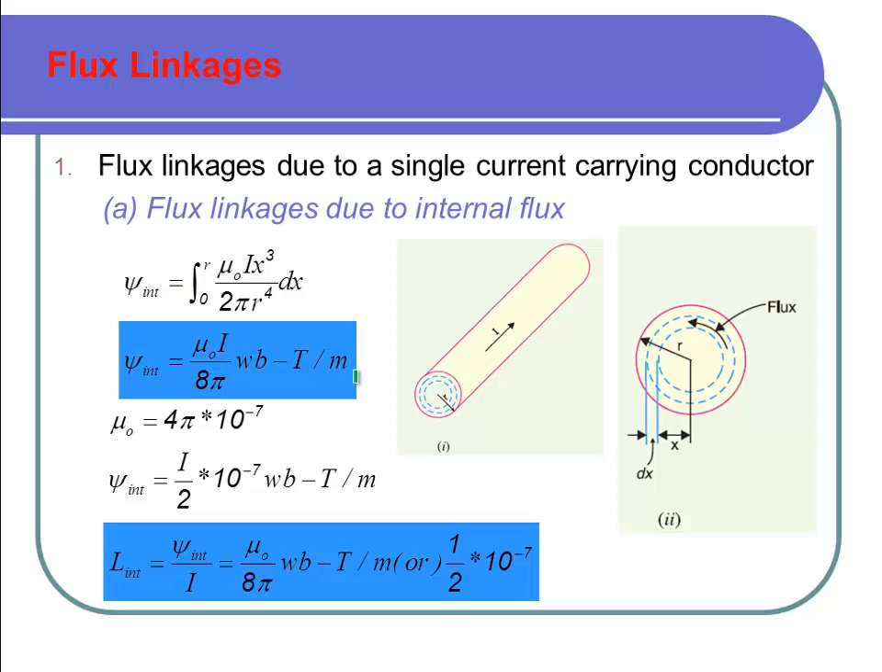Further, if we want to reduce this equation, then we can substitute the value of mu naught equal to 4 pi into 10 to the power minus 7. If we substitute that, then the internal magnetic flux linkage equals simply I divided by 2 into 10 to the power minus 7 Weber turns per meter. We know very well inductance L equal to psi by I. Again, if we substitute, then we will get 1 divided by 2 into 10 to the power minus 7. That's a constant value for internal flux linkage.